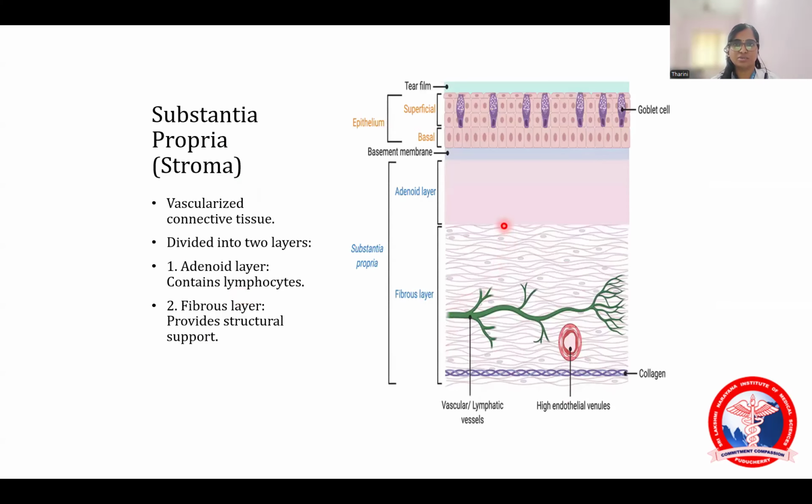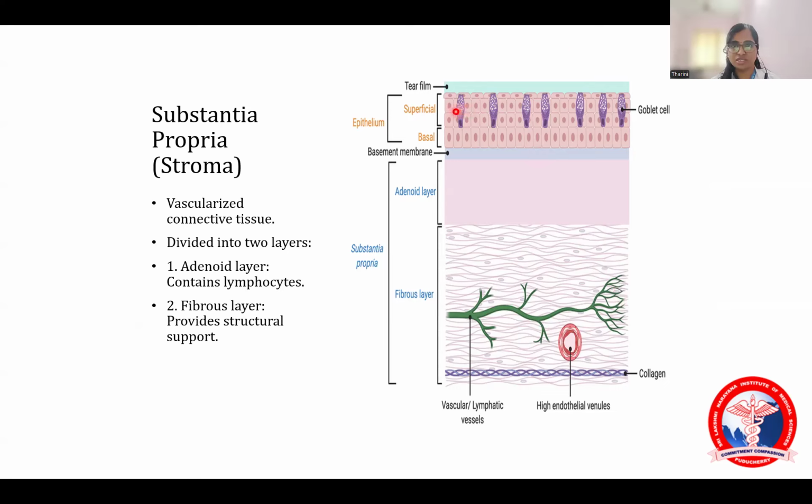The second part is substantia propria. It is a vascularized connective tissue. So this has two layers. One is the adenoid layer. The second layer is the fibrous layer. The adenoid layer contains lymphocytes. The fibrous layer contains collagen, which provides structural support to the conjunctiva. Also, it contains blood vessels and lymphatics.